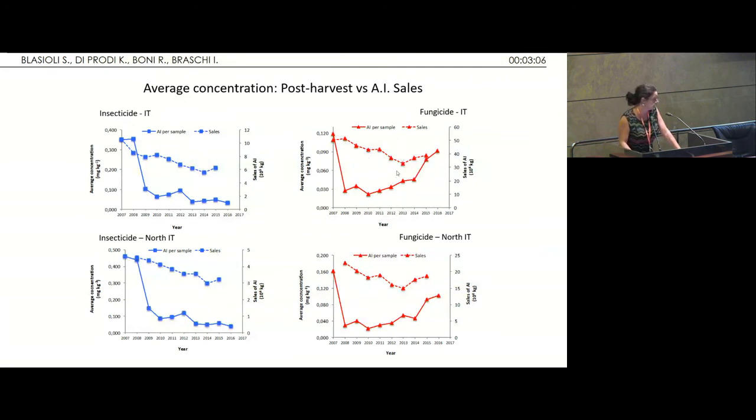But if we consider that fungicides are mainly used on fruit which comes from the north of Italy, and we made the same correlation considering the sales in the north of Italy, we can see that the correlation is much better. So this means that what we are observing is environmental data, because it's connected to sales, okay, and not to the food quality, of course.